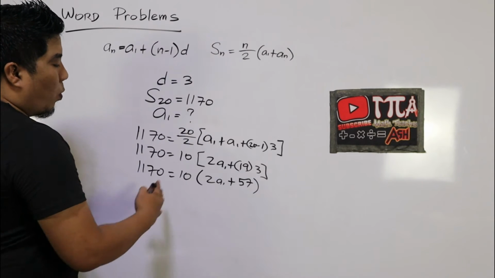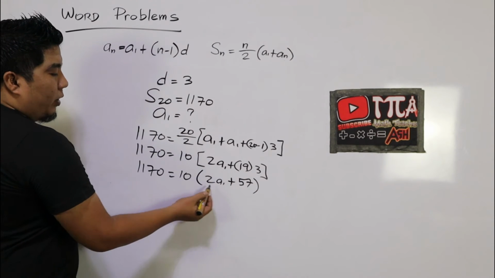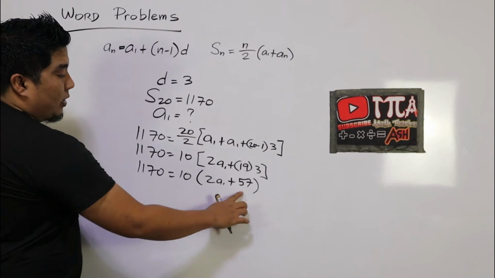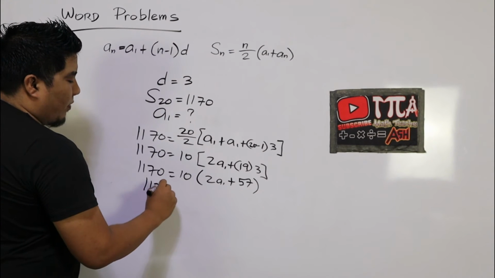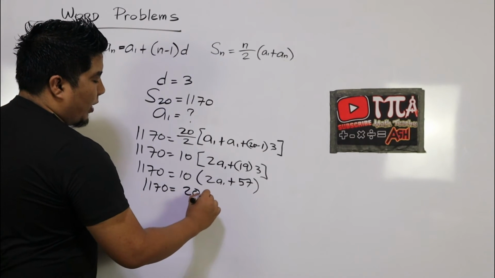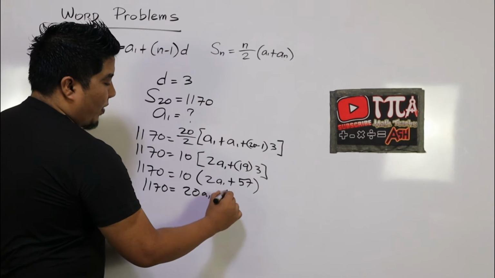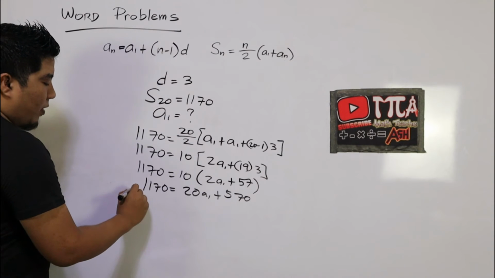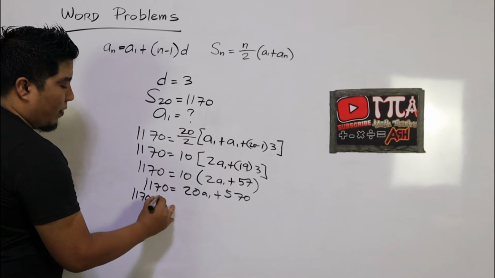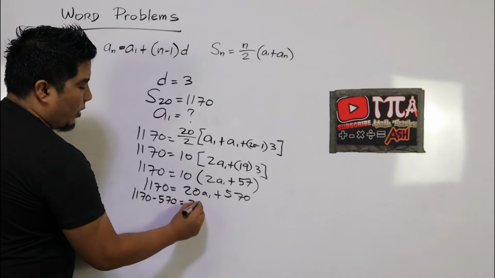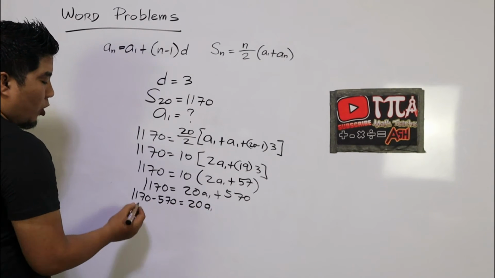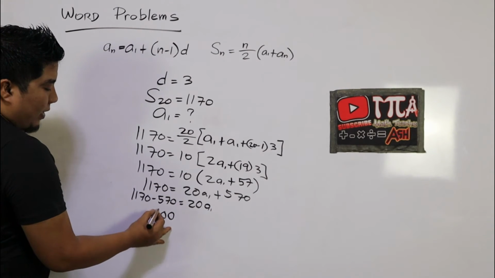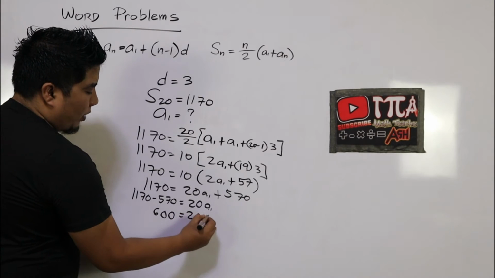So now, what we can do here is distribute our 10 in our given expression inside the parenthesis, because this cannot be simplified. So we have 1070 is equal to 20a sub 1 plus 570. Now we need to transpose 570 to the other side, giving us 1070 minus 570 is equal to 20a sub 1. If you subtract this, this will give you two zeros, and 11 minus 5 is 6. It's equal to 20a sub 1.